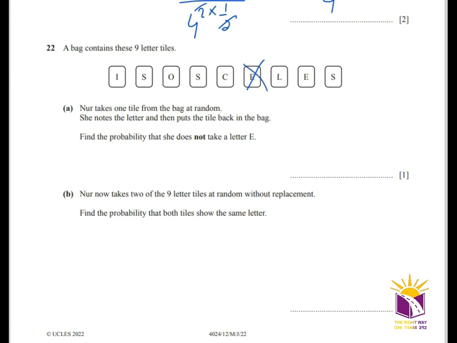She does not take the letter E. So except E, all the other letters are my desired ones. How many desired ones? 1, 2, 3, 4, 5, 6, 7. I can take I, S, O, S, C, L or S. So 7 are my desired ones and the total number is 9. So the probability will be equal to 7 by 9.